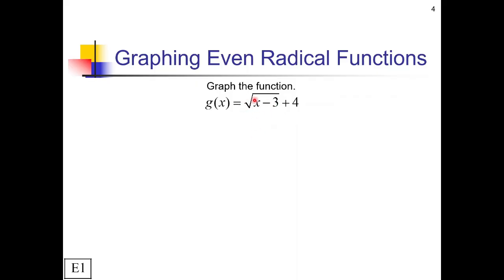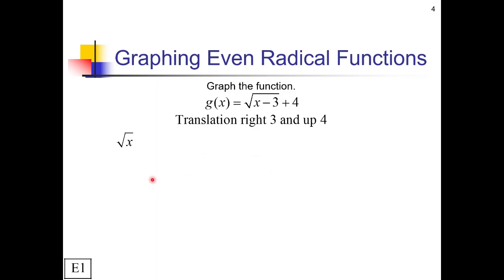So in this case, this -3 inside means we are going 3 to the right, and the +4 outside means we're going up 4. So this is a translation right 3 and up 4. Pause the video and see if you can figure out the rest of the steps on graphing out this transformation.